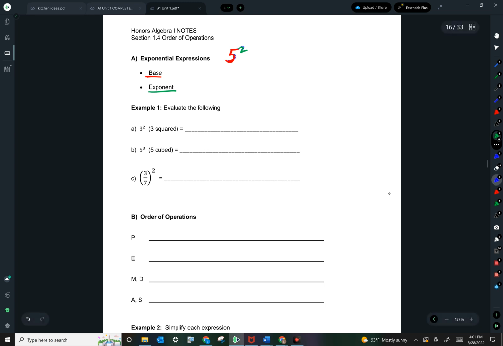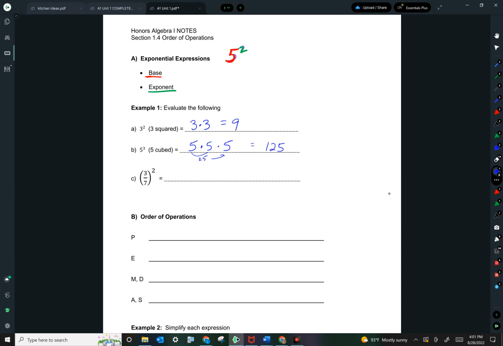So let's think through what exponents actually mean. If I have 3 squared, that means 3 times 3. So the exponent tells you how many times to multiply a number by itself. Or 5 to the third, that's the same as saying 5 cubed. That means we're going to multiply 5 by itself 3 times. So 5 times 5 is 25, and then if I multiply that by 5, I get 125.